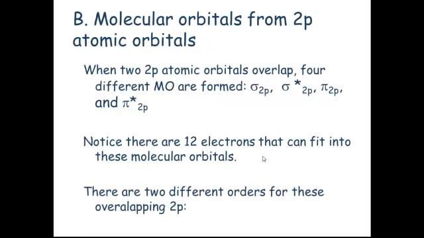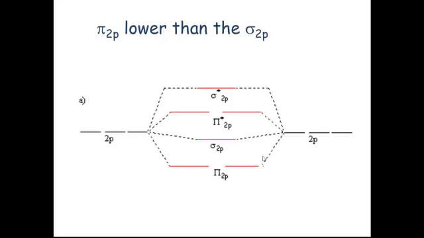But the order that they will fill from lower energy to higher energy will be dependent on where they are on the periodic table. So for example, this shows the order of the pi 2p as being lower than the sigma 2p orbitals. So there's a total of 4 electrons that can fit in the pi 2p orbitals, 2 electrons in the sigma 2p, 4 more electrons in the pi star 2p, and 2 electrons in the sigma star 2p.